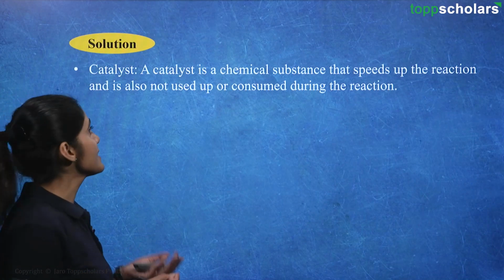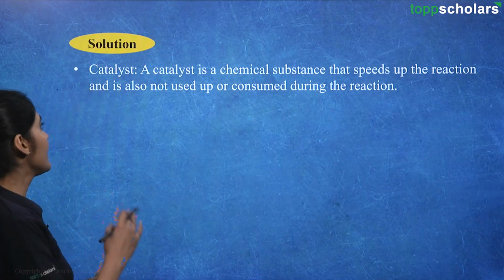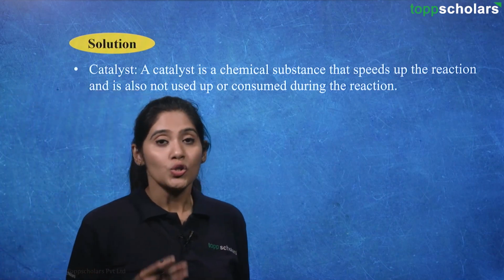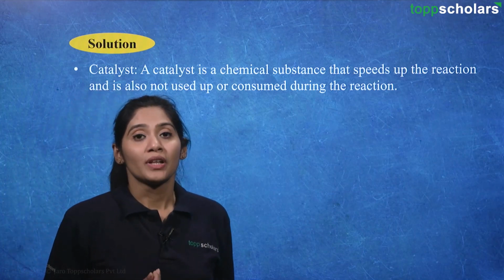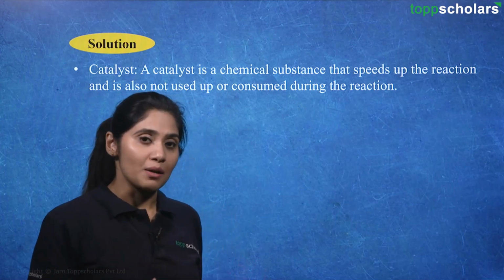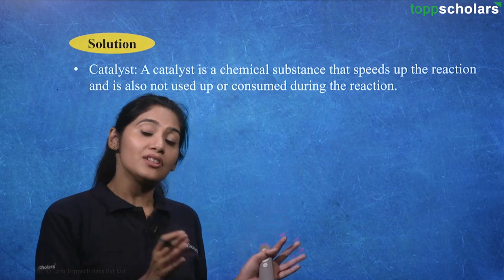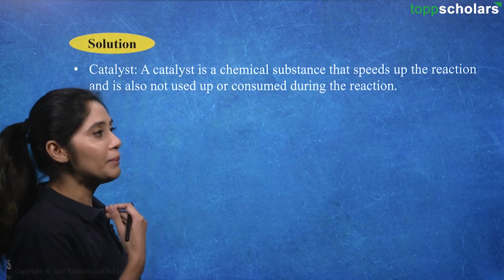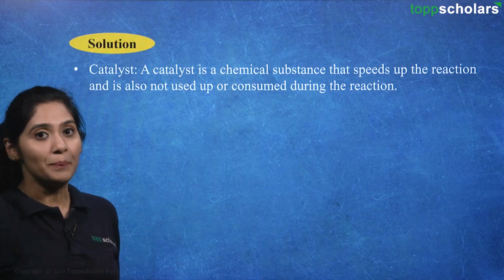Catalyst. So the first thing is catalyst. A catalyst is a chemical substance that speeds up the reaction, and it is not used up or consumed during the reaction. So catalysts are those substances which increase the rate of reaction, and they do not even get used up. It just increases the rate of reaction. At the end of the reaction, it remains intact. It does not get consumed that easily. Over a period of time, it does reduce a bit, but it does not get completely used up.